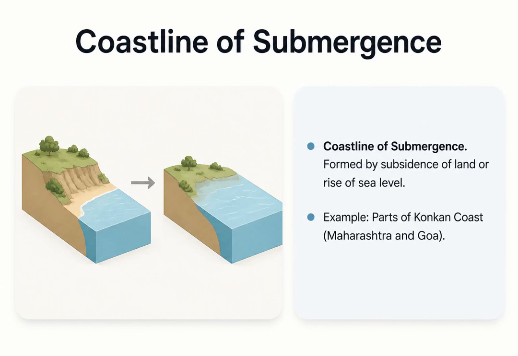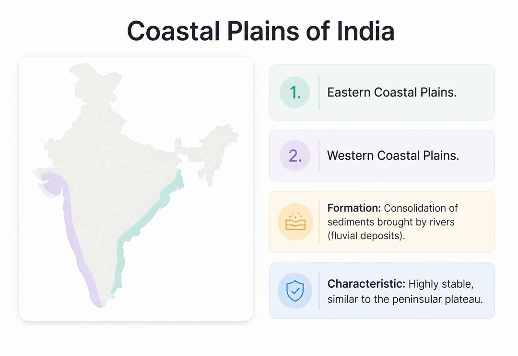Conversely, a coastline of submergence occurs when the land subsides or sinks, or when the global sea level rises, flooding the coastal areas. Parts of the Konkan coast, spanning Maharashtra and Goa, fall into this category. This submergence creates deep, sheltered waters right up to the shore, which, as we will see, is excellent for port development. Moving inland from the water's edge, we find the coastal plains of India.